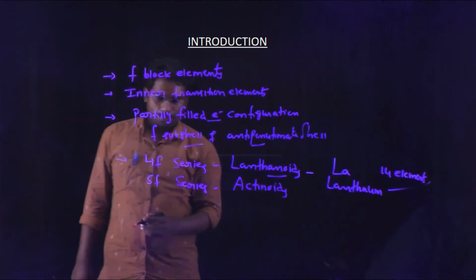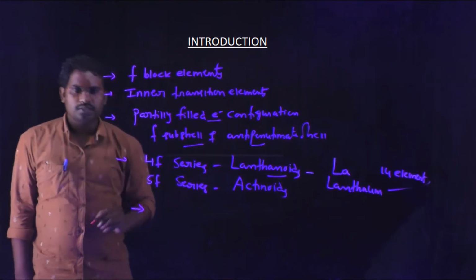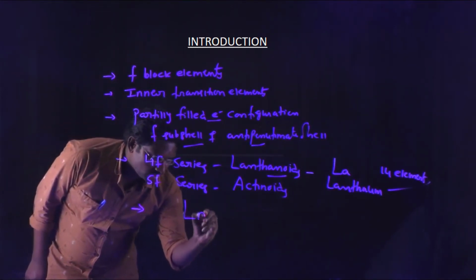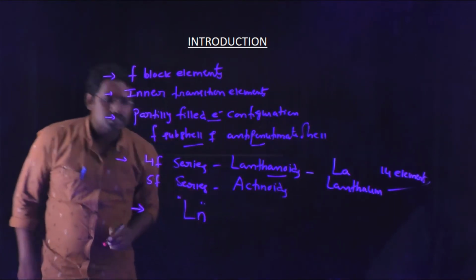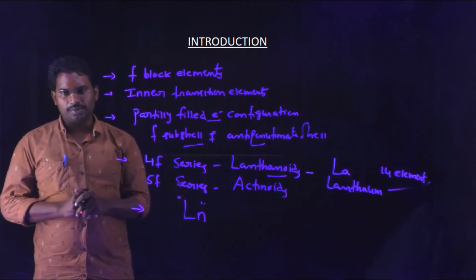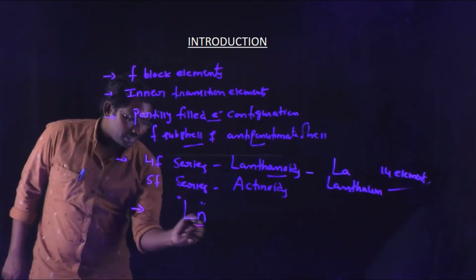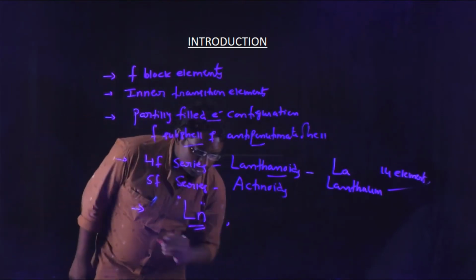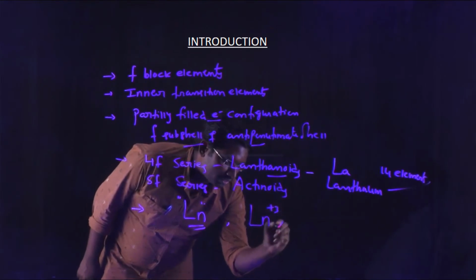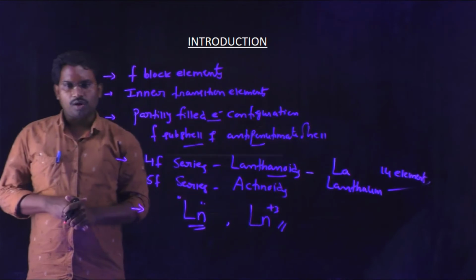Lanthanoids are simply lanthanoid elements. They are generally represented by the symbol Ln. So Ln indicates the group of lanthanoid elements. Generally, these lanthanoids are more stable in the +3 oxidation state.